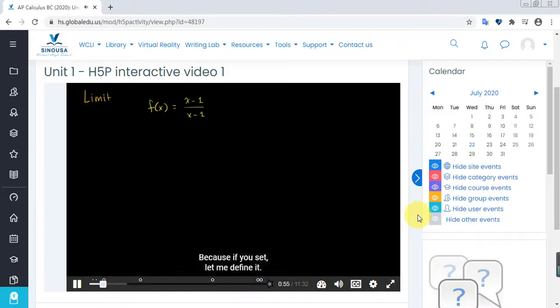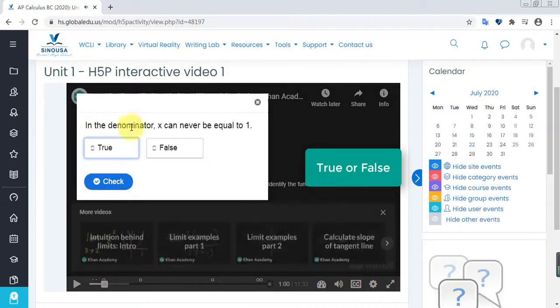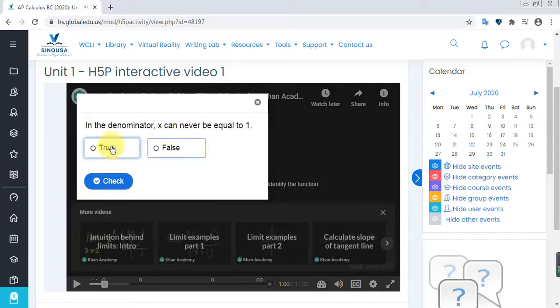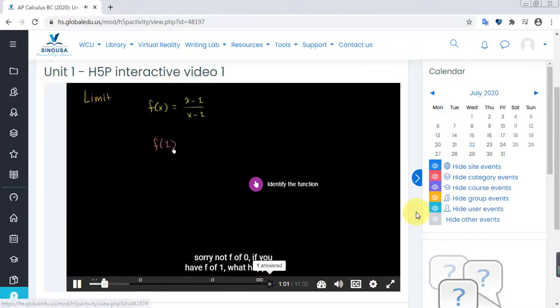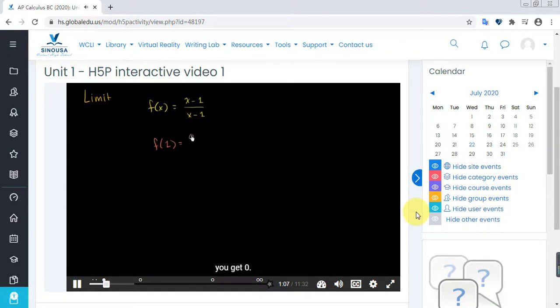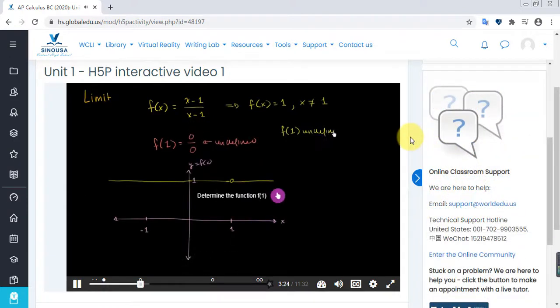Because if you set, let me write it over here, if you have f of 1, what happens? In the numerator, you get 1 minus 1, which is, let me just write it down. In the numerator, you get 0, undefined.